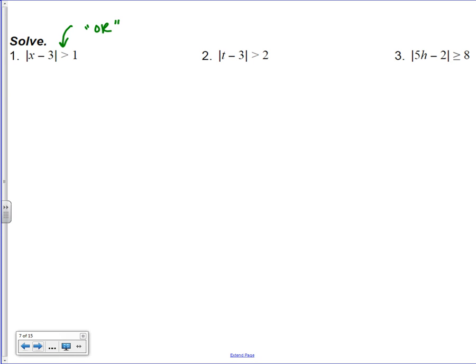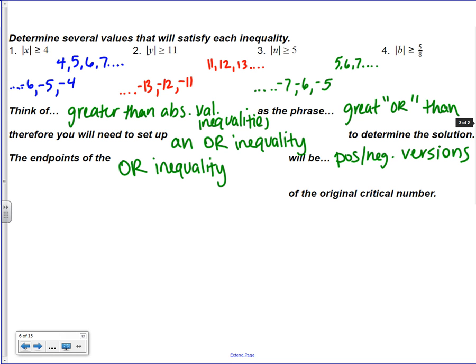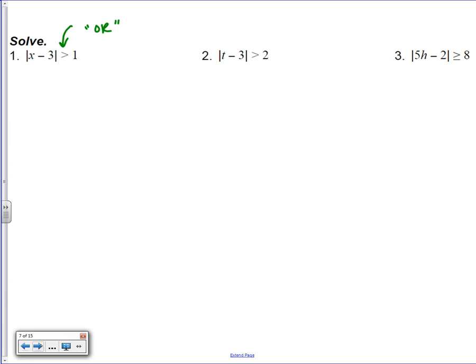Now, remember what it said back here. The endpoints are going to be the positive and negative versions of the original critical number. So if I'm going to set up my first part of the or inequality, this is going to be the positive version. I just write it down exactly how I see it. The negative version, once I put my or in there, remember when we multiply by a negative in an inequality, we have to flip the symbol. And then I put the negative version of that inequality.